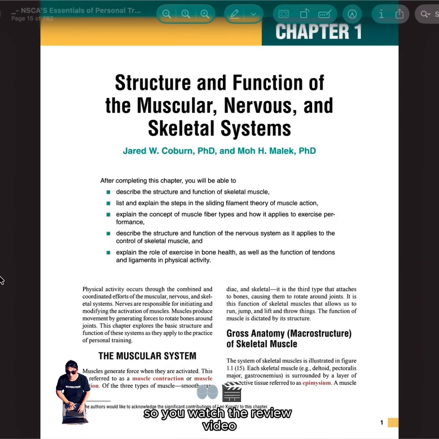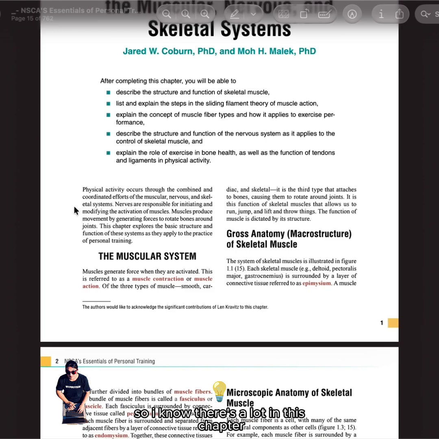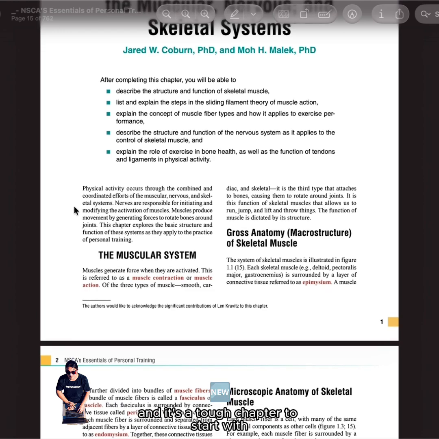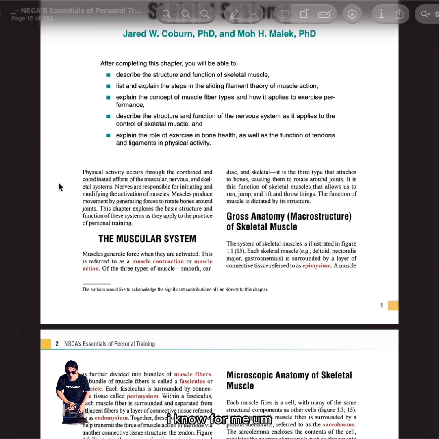So you watched the review video. This is just a quick study guide, and I am going to do one for each chapter. Structure and function of the muscular, nervous, and skeletal systems. I know there's a lot in this chapter, and it's a tough chapter to start with. I know for me, for personal trainer, for studying for CSCS, for paramedic, all of that, once you get into the anatomy of the muscle, it's a lot to memorize.